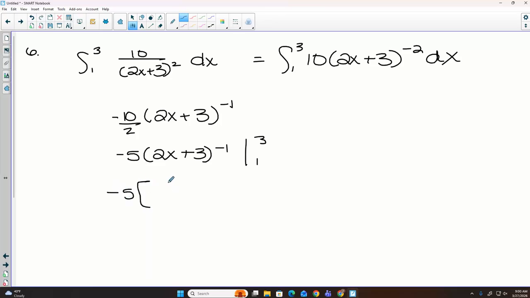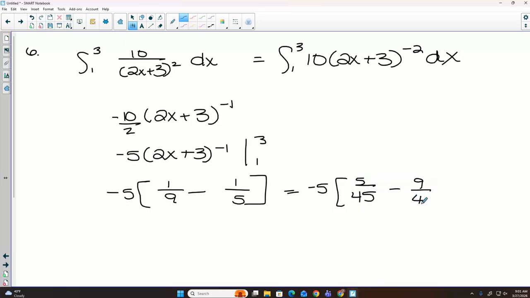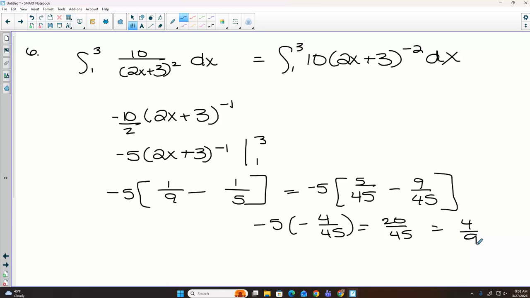So if I evaluate that, a negative power puts it on the bottom. If I put in a 3, I get 1/9. Minus, if I put in a 1, I get 1/5. Common denominator, so this is like 5 over 45 minus 9 over 45. So we get 20 over 45 or reduced to 4 over 9.